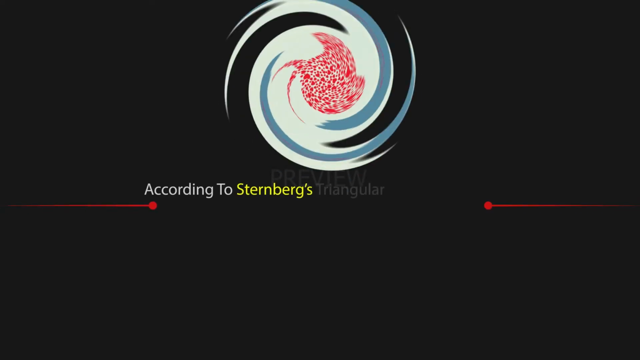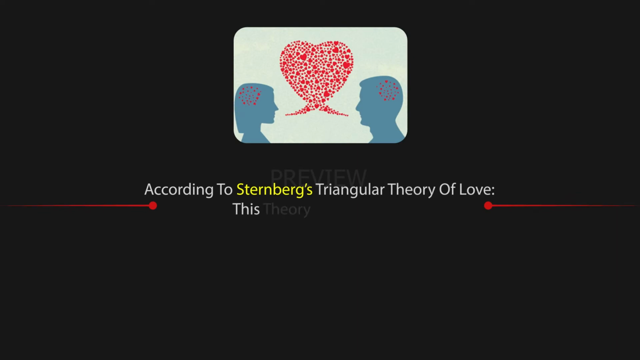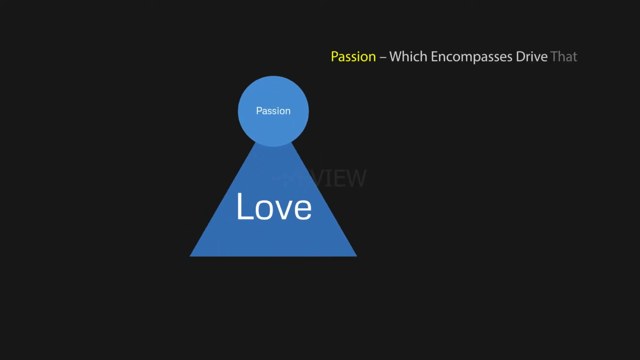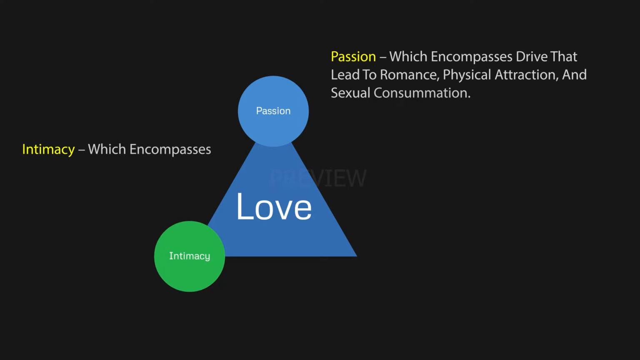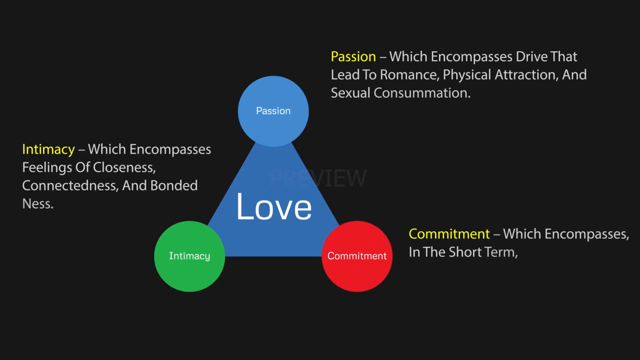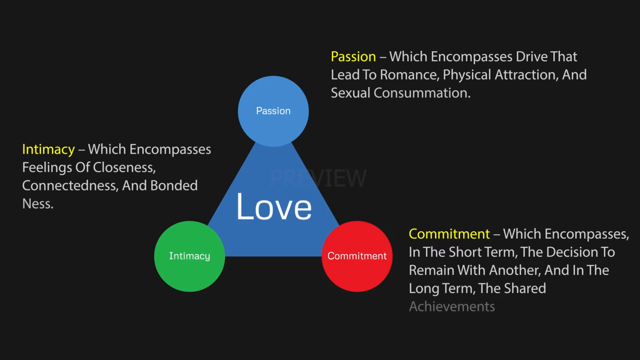According to Sternberg's triangular theory of love, this theory characterizes love within the context of interpersonal relationships by 3 different components. Passion, which encompasses drive that leads to romance, physical attraction, and sexual consummation. Intimacy, which encompasses feelings of closeness, connectedness, and bondedness. Commitment, which encompasses, in the short term, the decision to remain with another, and in the long term, the shared achievements and plans made with that other.